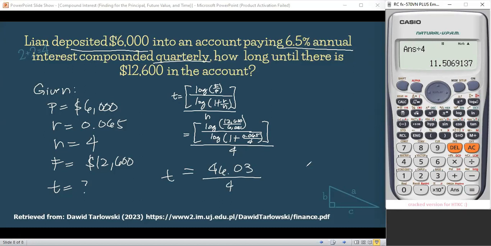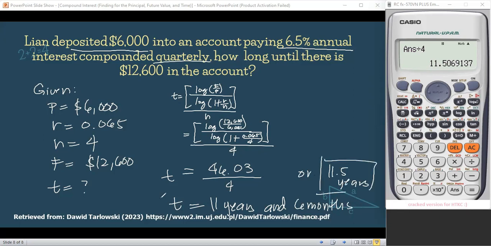So ibig sabihin po, after 11 years. So 11 years and 0.5 siya. So approximately 6 months. Or, pwede din naman yung 11.5 years na lang. Still acceptable po ito. And ito po acceptable din.